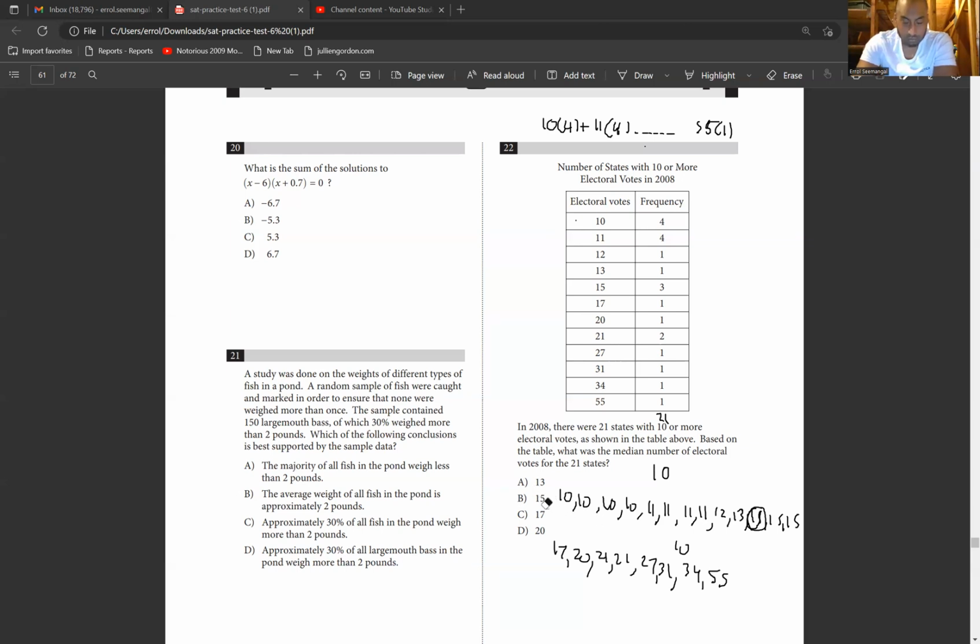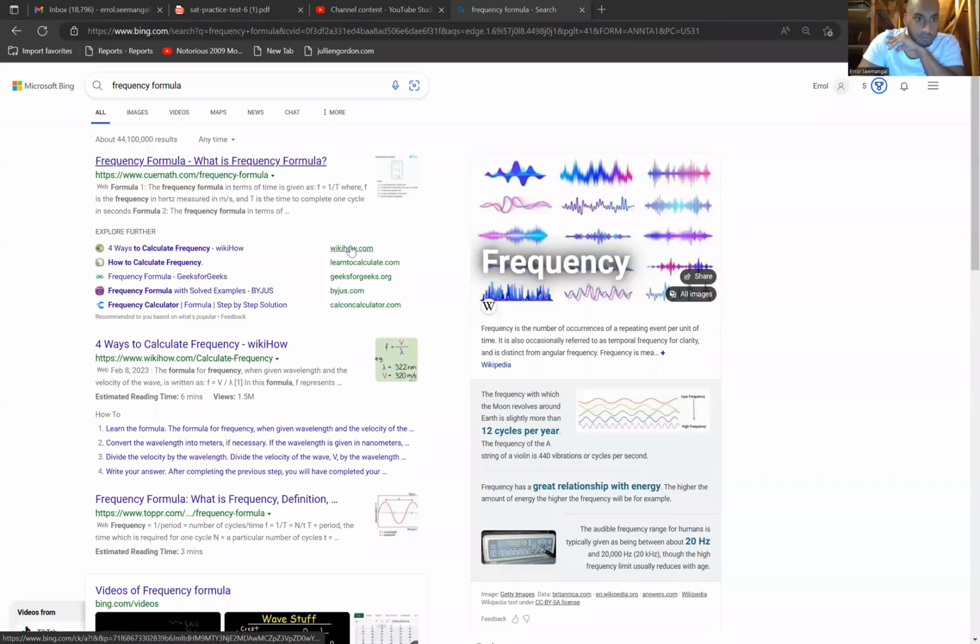Is there just a formula? I don't think there's a formula. I don't remember if there's a formula for that. Let's check. Let's see if I remember that frequency formula. Let me Google that. Frequency formula.